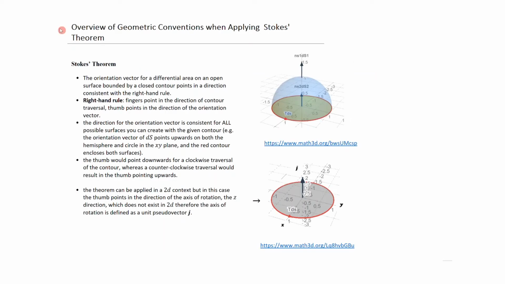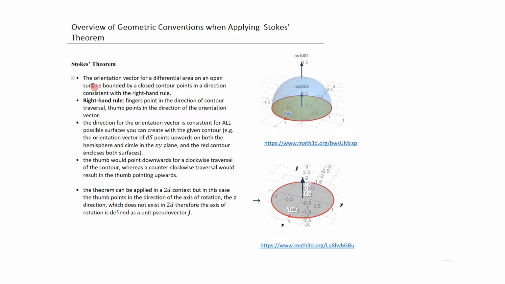All right, so now let's consider an overview of geometric conventions when applying Stokes theorem. Consider two cases, the 3D version of Stokes theorem and a 2D version. We'll talk about the 2D version with a specific name later in the course, but for the time being, it's useful to show diagrams and the conventions in conjunction with these diagrams. So let's look at the 3D version of Stokes theorem, which is this one that you see here.